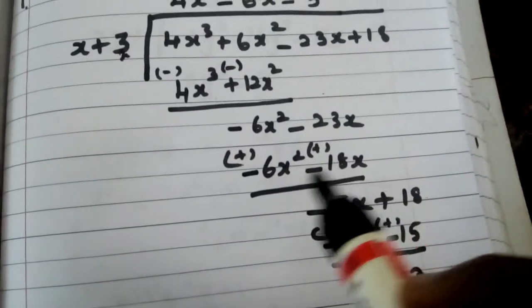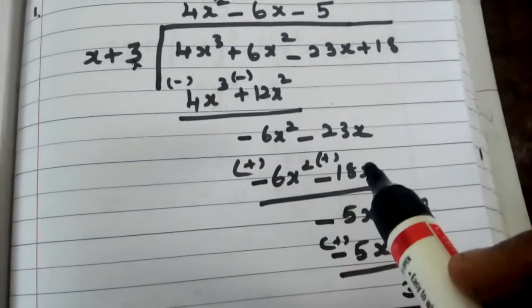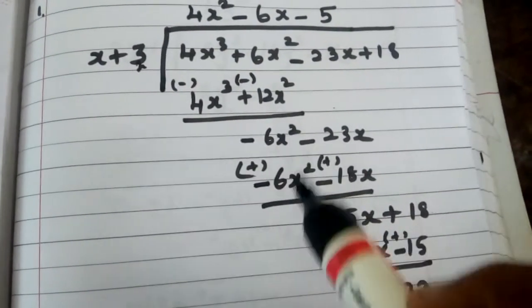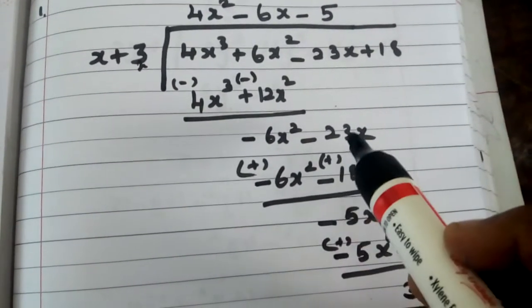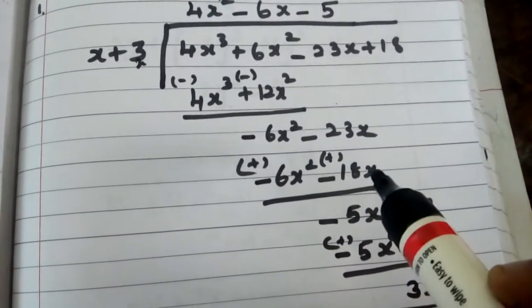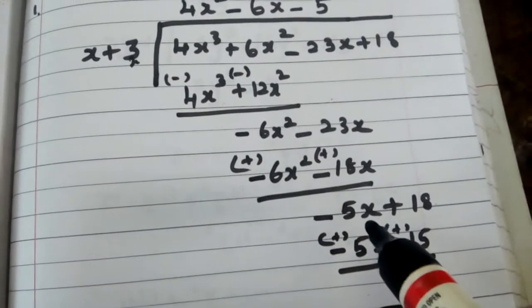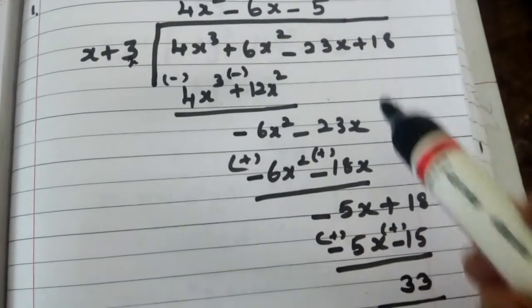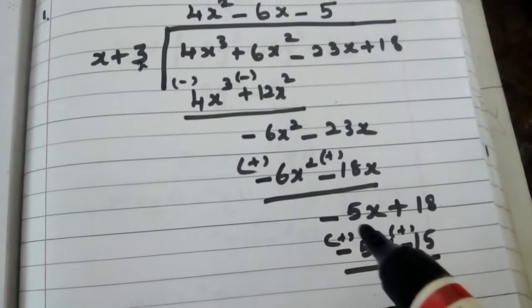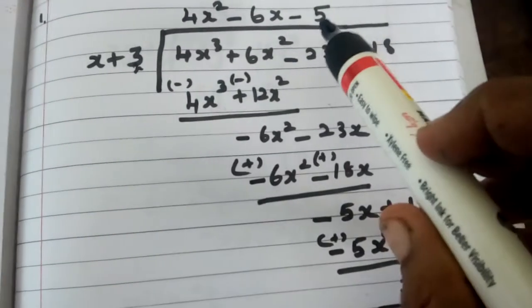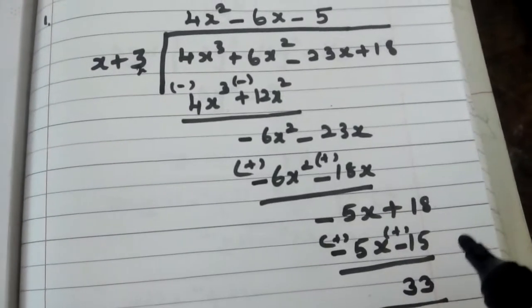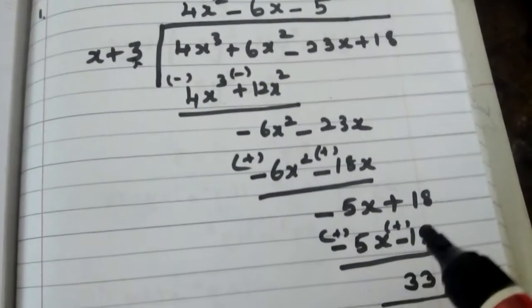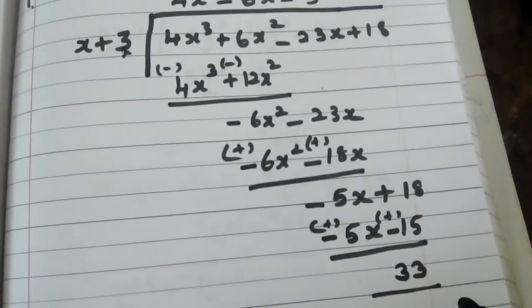It's clear. After doing this, again you change the sign. So minus 6x squared and plus 6x squared becomes 0. This is plus, so minus 23x plus 18x is equal to minus 5x. Then we have the remainder part. Take it down. Again, what should be multiplied with this? Minus 5. So minus 5 into x is minus 5x, and 5 threes are 15, so minus 15. After changing the sign, we get the remainder 33.